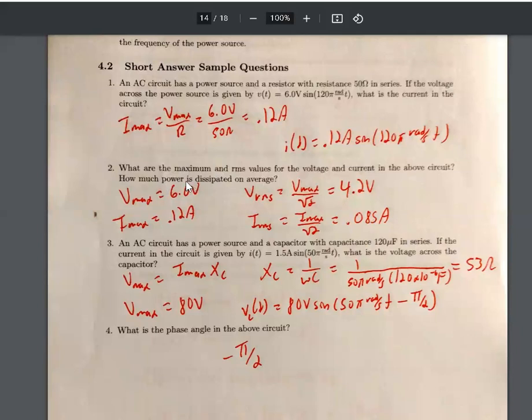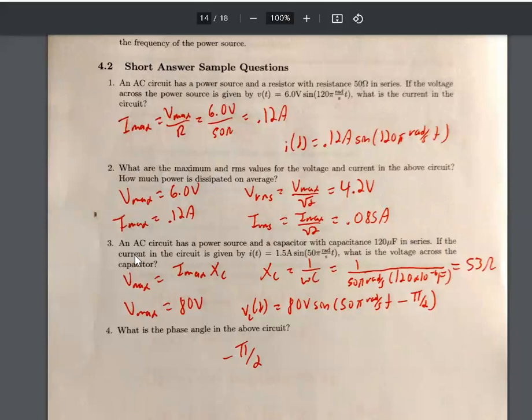So I skipped this part by accident, but how much power is dissipated on average? The average power in a circuit with only a resistor is just VRMS times IRMS. So in this case, it would be our 4.2 times our 0.085. And power, as always, is measured in watts.